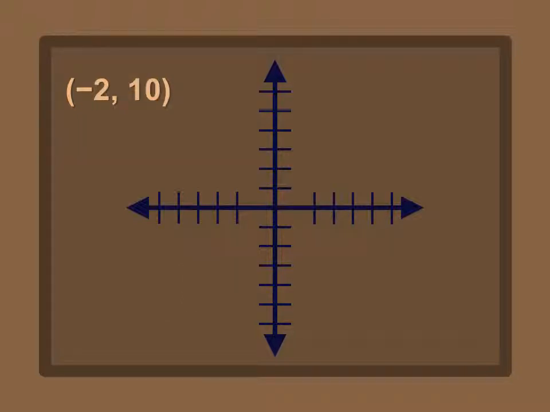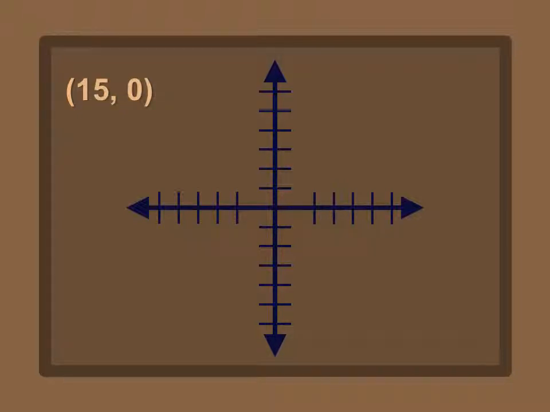Okay, so now we have (-2, 10). Go ahead and try that one yourself, see if you can't get the answer correct. And you should have gotten quadrant 2 because -2 is your x, so you go left 2. And then 10 is your y, so you're going to go up 10, so you'll be in quadrant 2.